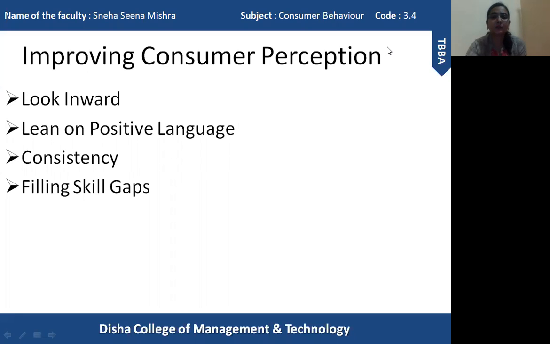So look inward basically means that most companies try to focus more on the process and every other thing, but instead of doing that, they need to focus more on the consumers, what they want, what their preferences are, what kind of changes they want. These are the things which will actually help the company create a product which will satisfy the needs and requirements of the consumer, and those consumers will purchase their product again and again.